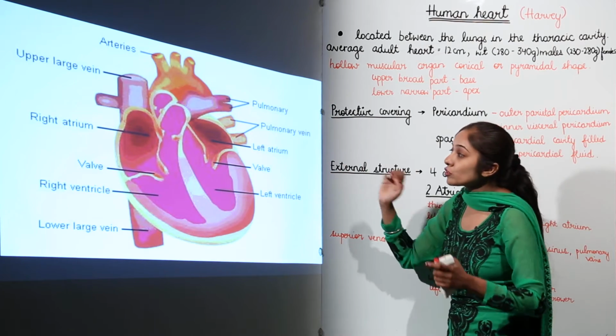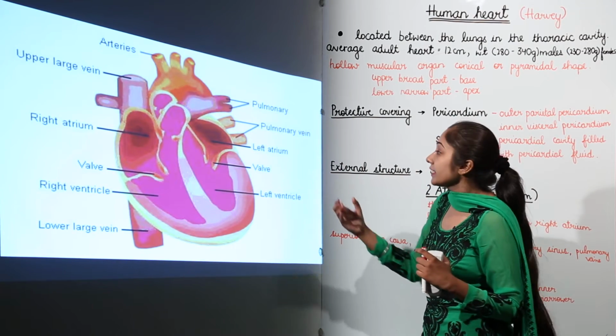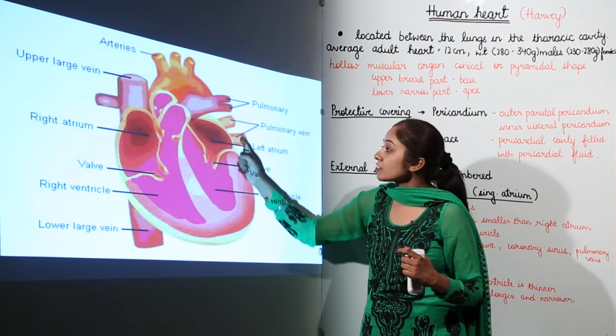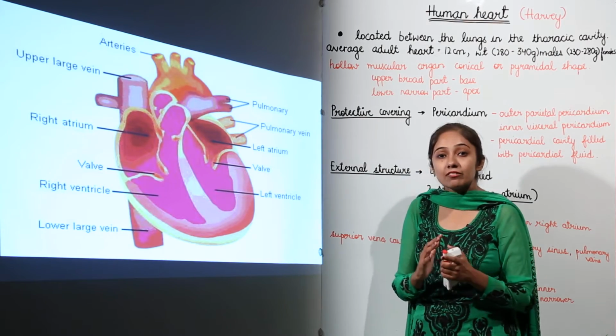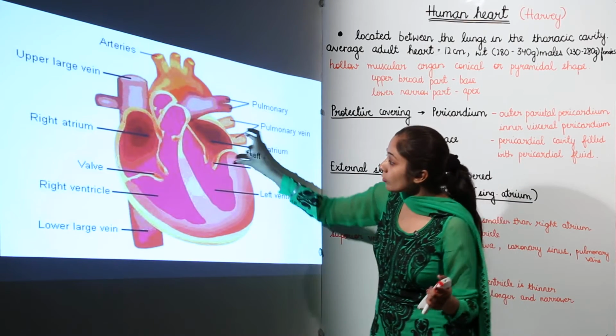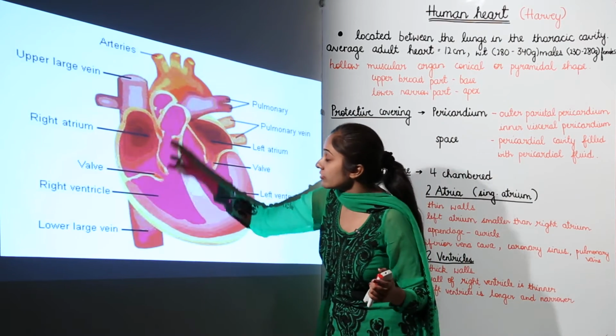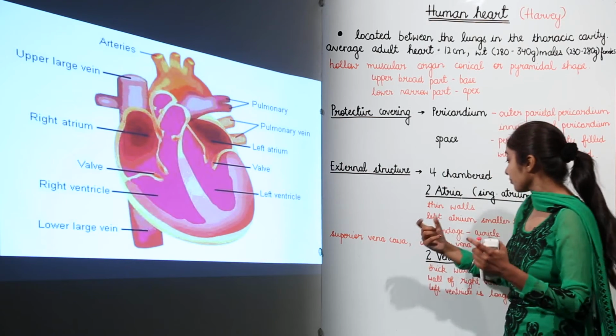Now, look at the image very carefully. You can make out that the left atrium is smaller than the right atrium. The right atrium is comparatively bigger in size. You can make out the size difference between the left atrium and the right atrium, right.